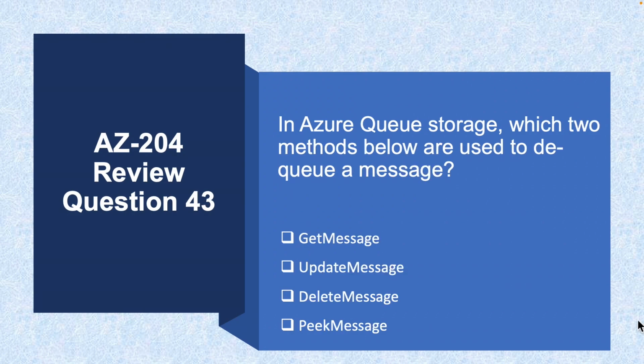Question number 43. In Azure Queue Storage, which two methods below are used to dequeue a message? Get message and delete message. Your code dequeues a message from a queue in two steps. When you call get message, you get the next message in a queue. A message returned from get message becomes invisible to any other code reading messages from this queue. By default, this message stays invisible for 30 seconds. To finish removing the message from the queue, you must also call delete message.